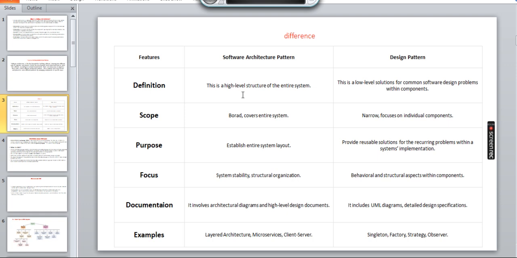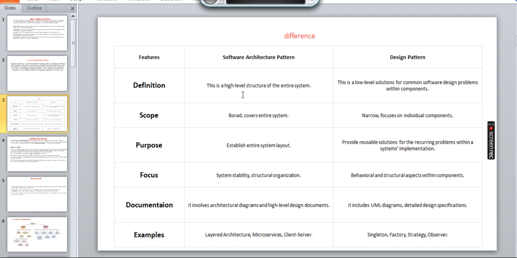Focus of the software architecture pattern is system scalability and structural organization, and in design pattern it is the behavioral and structural aspects within the component. Documentation in software architecture involves diagrams and high level design documentation, and design pattern includes the UML diagram. UML means Unified Modeling Language.